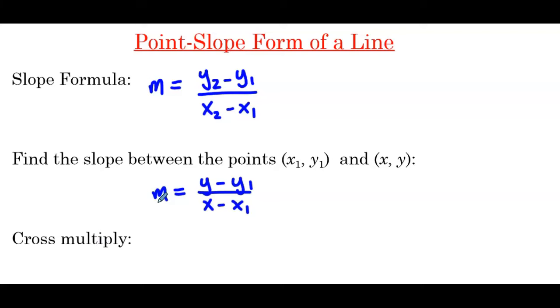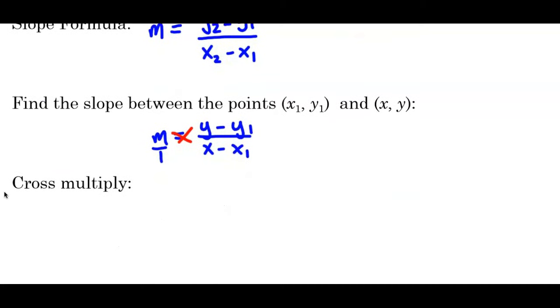And then it tells us to cross multiply. So I'll write m over 1 and we'll cross multiply, which is going to give us 1 times y minus y1 is y minus y1, and then m times x minus x1 will be m times the quantity x minus x1.